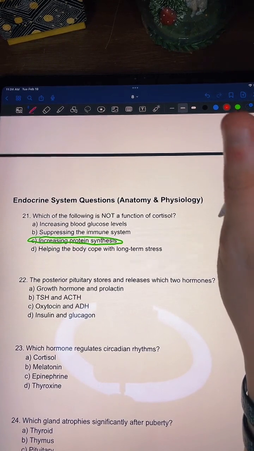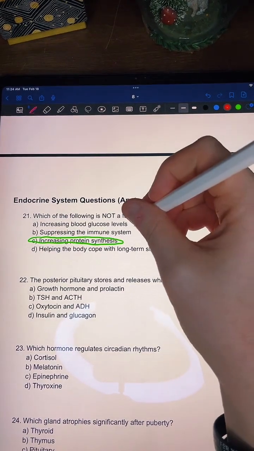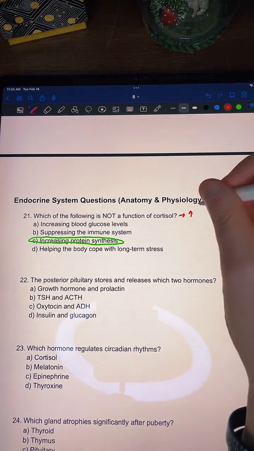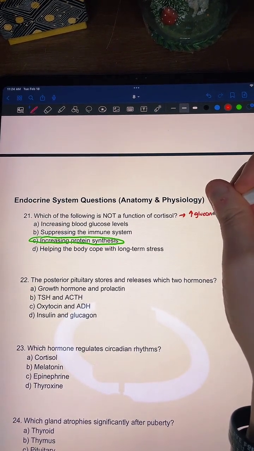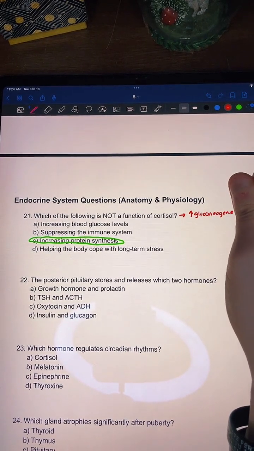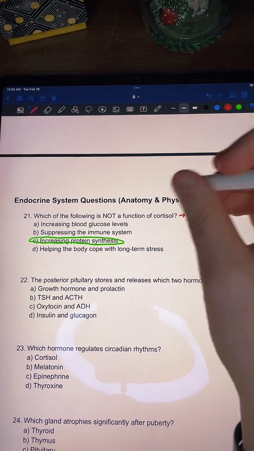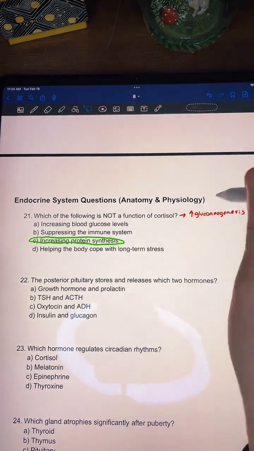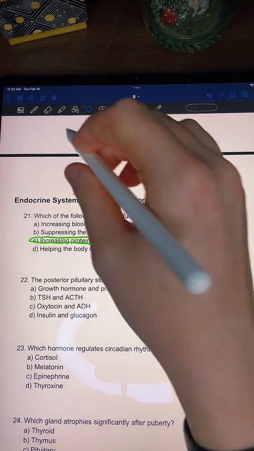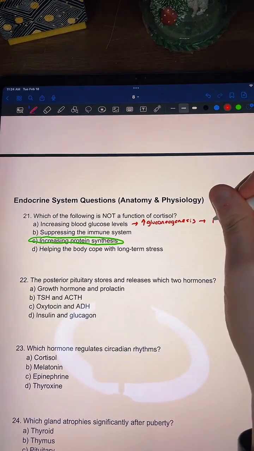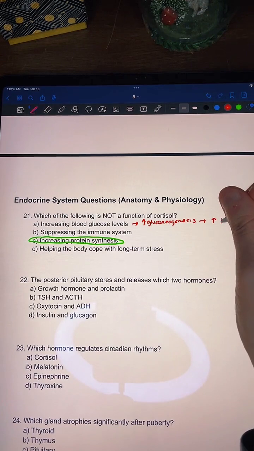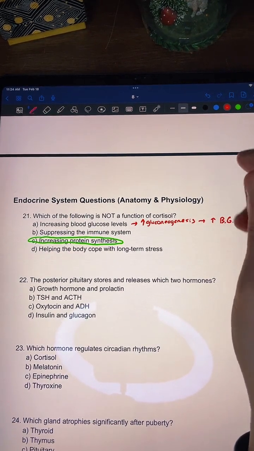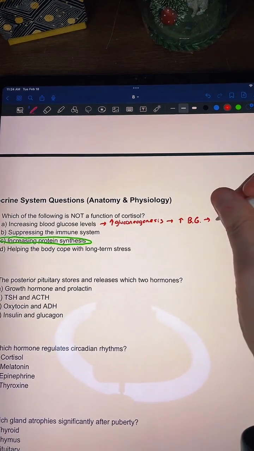A is wrong because cortisol increases gluconeogenesis. So this would increase blood glucose, which helps the body respond to stress.